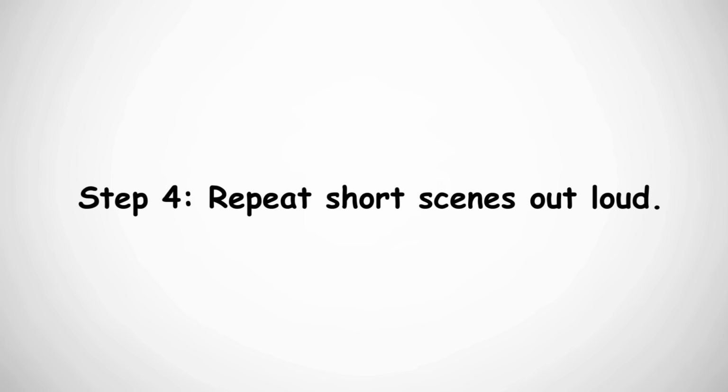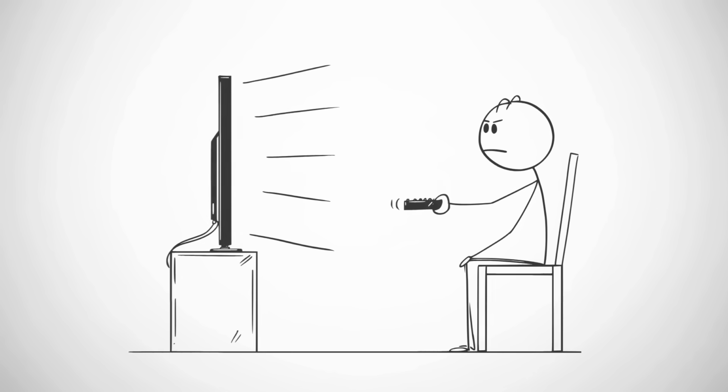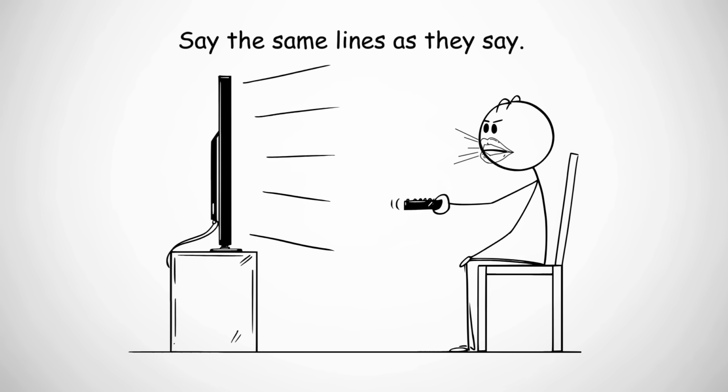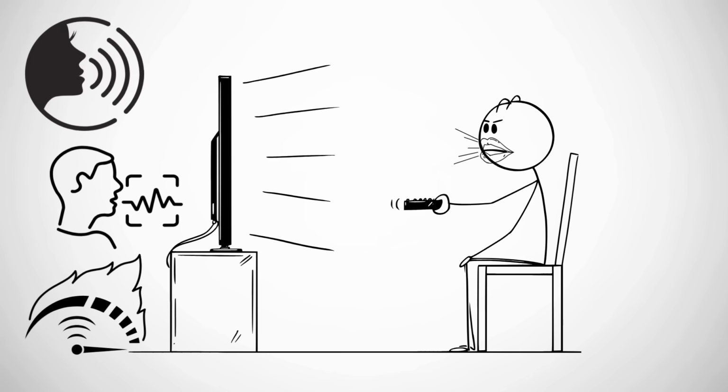Step 4. Repeat short scenes out loud. Choose a small scene and speak with the characters. Say the same lines as they say. Try to copy their voice, tone, and speed. This helps you speak better and remember faster.